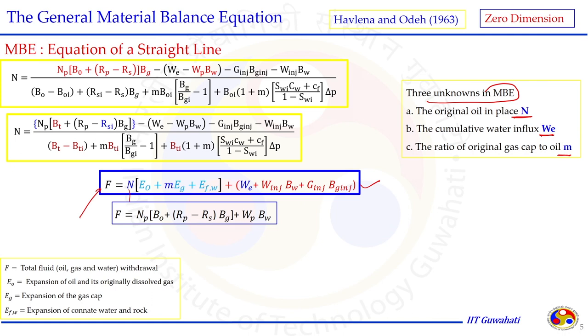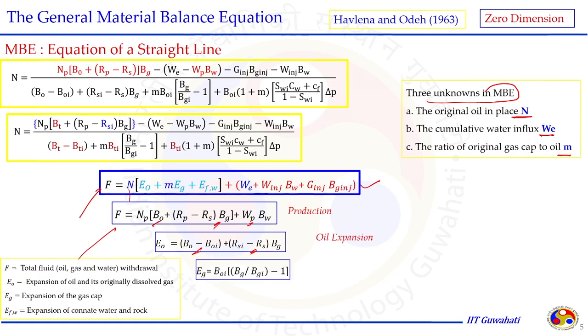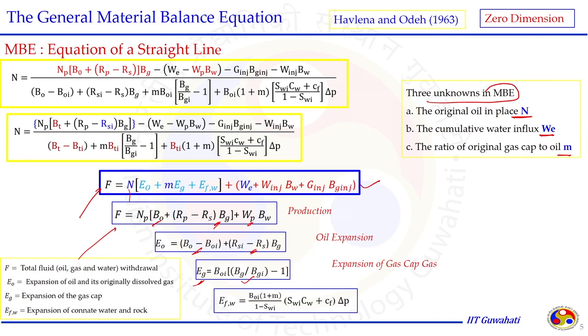Before we go further to discuss the oil and gas reservoir, let's recap again what this F term is. That is total production or withdrawal, including the oil, the gas, and the water. Eo, because of the oil expansion and the dissolved gas, that is the oil expansion factor. Eg is accounting for the gas cap initially present in the reservoir, and because of that gas cap expansion, the driving force or pressure energy is maintained to produce the fluid to the surface. And Efw, that is accounting for the water and the rock formation.